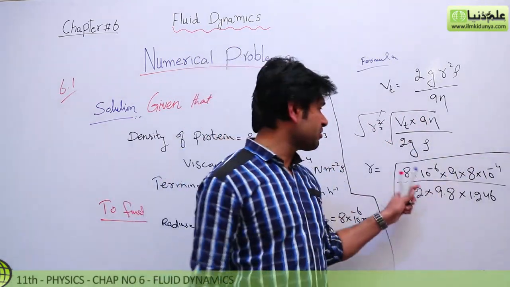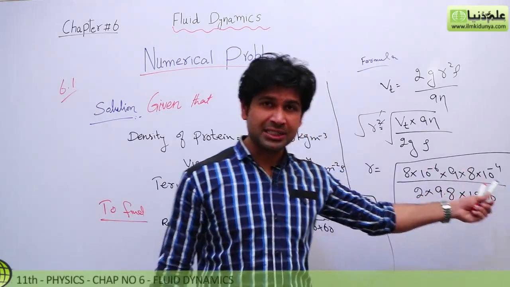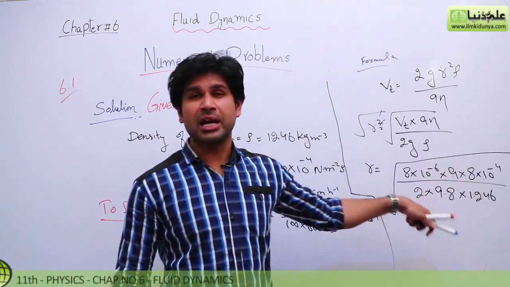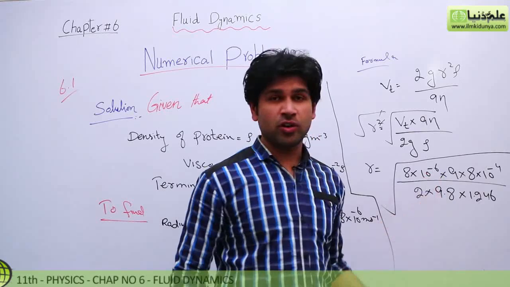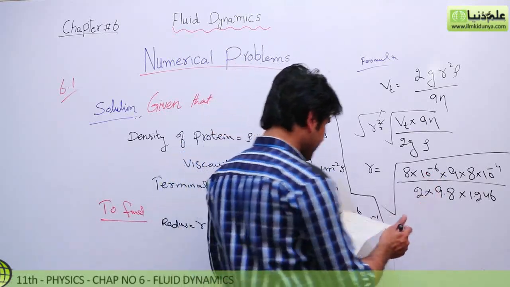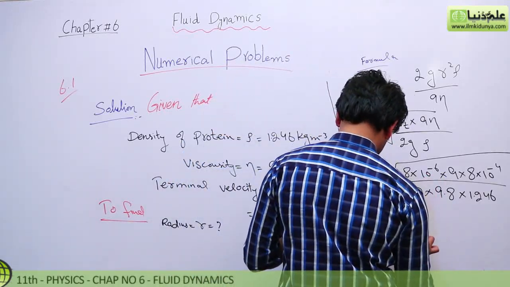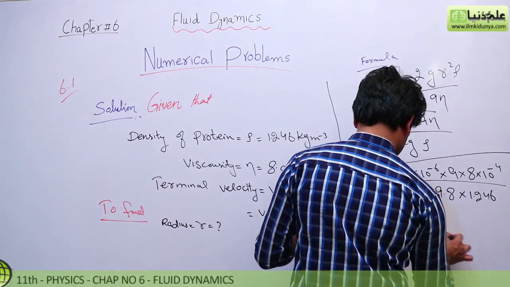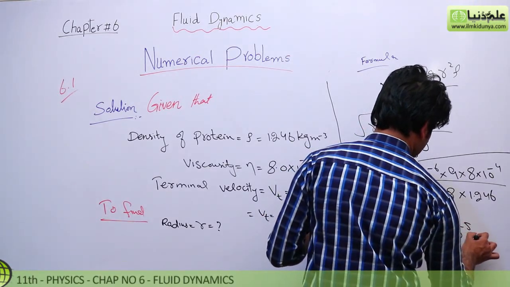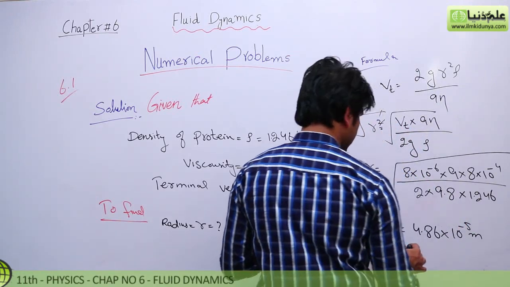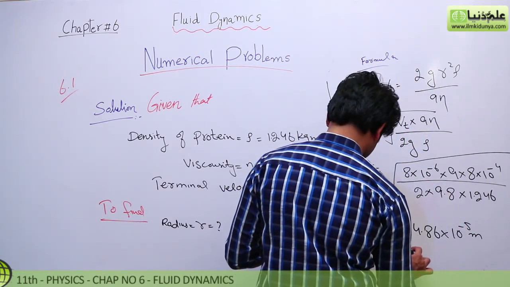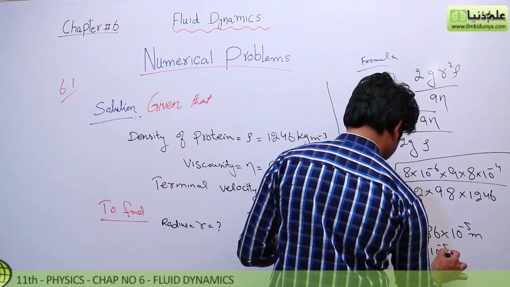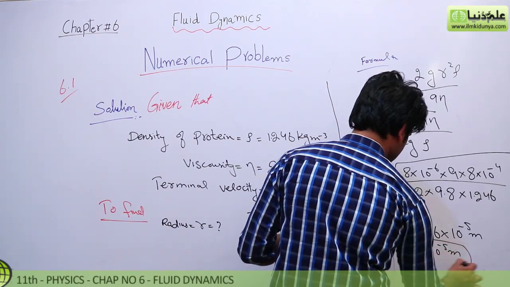Students, when we solve this, when we multiply the numerators and denominators and solve the ratio, then we will have r equal to 4.86 after taking the root. Approximating this value, we will have 5 into 10 raised to the power minus 5 meter. So this is your answer.